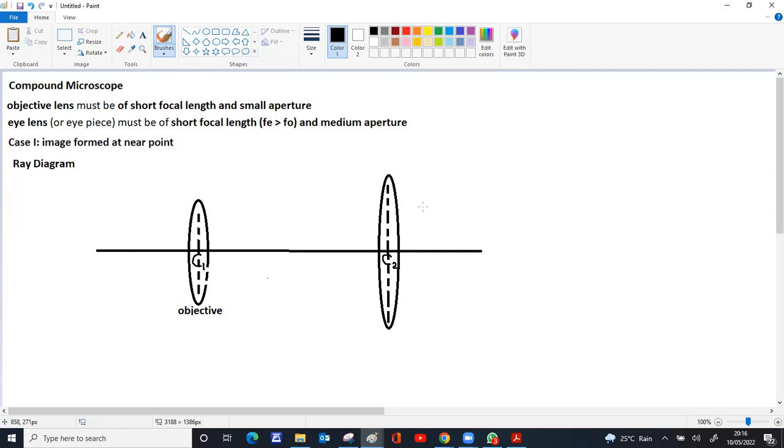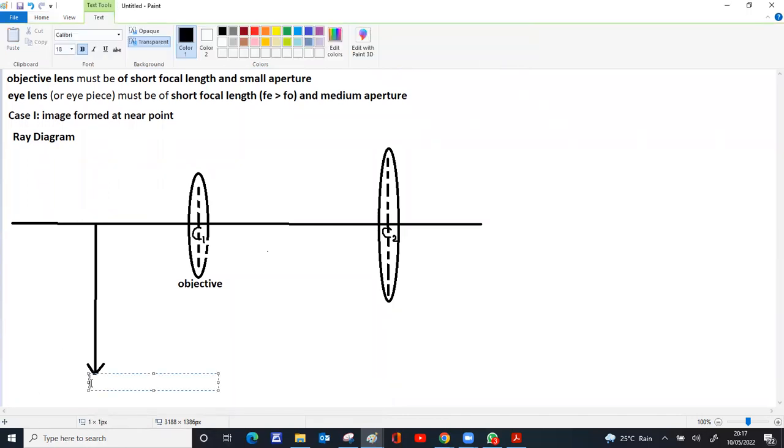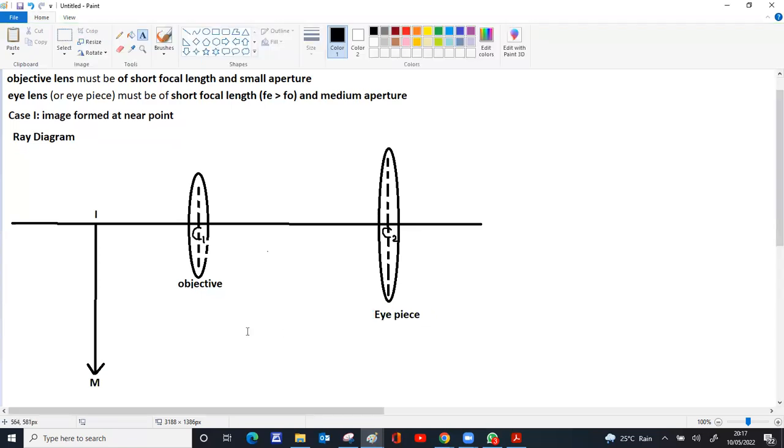Now we are drawing the image in reverse. First, the final image will be drawn. The final image is formed, which is marked as IM. The final image is formed by the second lens, which is the eyepiece or eye lens. The image is virtual and inverted.